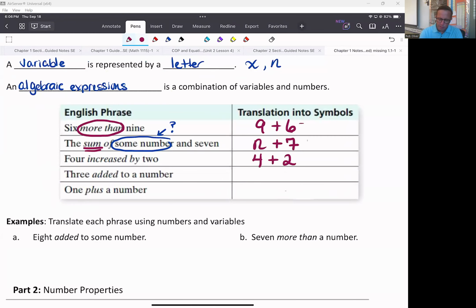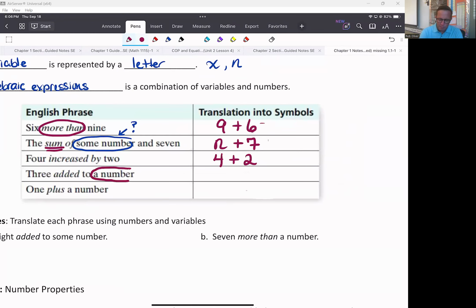All right, 3 added to a number. Again, we don't know what the number is. When it says a number, don't just make up a number. We don't know what it is. I mean, yes, you're probably right, it could be any number. Like you could write 17, or it could be -8. But that's not really the point. The point is that we don't know what the number is. Therefore, we should assign a variable to it. Like I'll use x this time. So x plus 3. And then right here, same thing, 1 plus a number. So 1 plus, I'll put C. All right, and that's it.